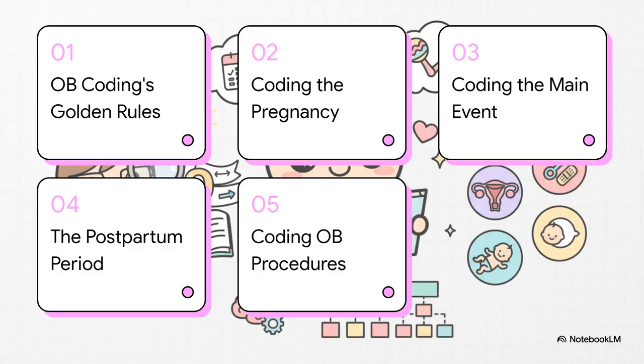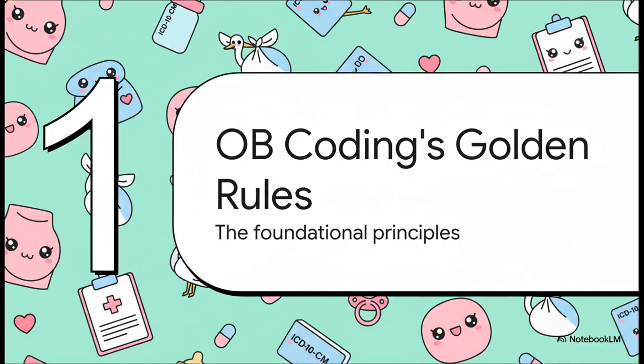So here's how we're going to break it all down for you. We'll start with those golden rules. Then we'll walk through the whole journey: pregnancy, the delivery itself, and the postpartum period. And at the end, we'll even get into how to code the actual procedures. Okay, let's dive into our first section, the golden rules of OB coding. Think of these as the absolute non-negotiables, the principles that you just can't code without.